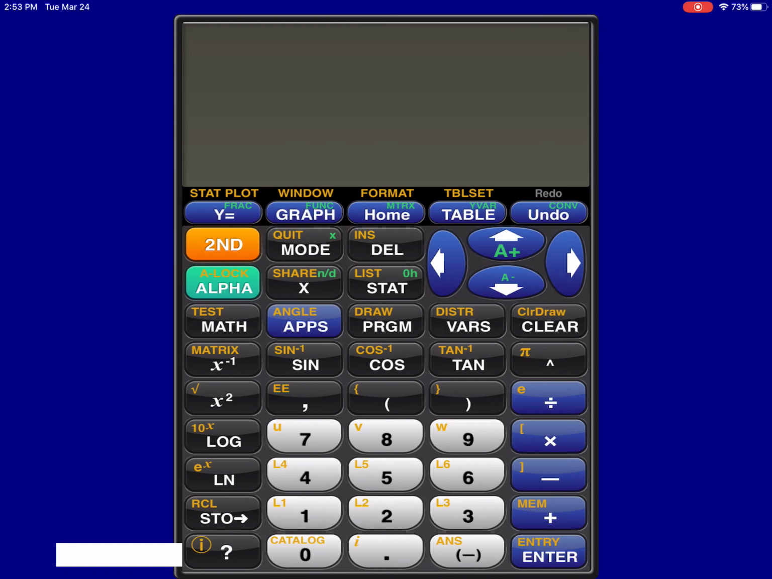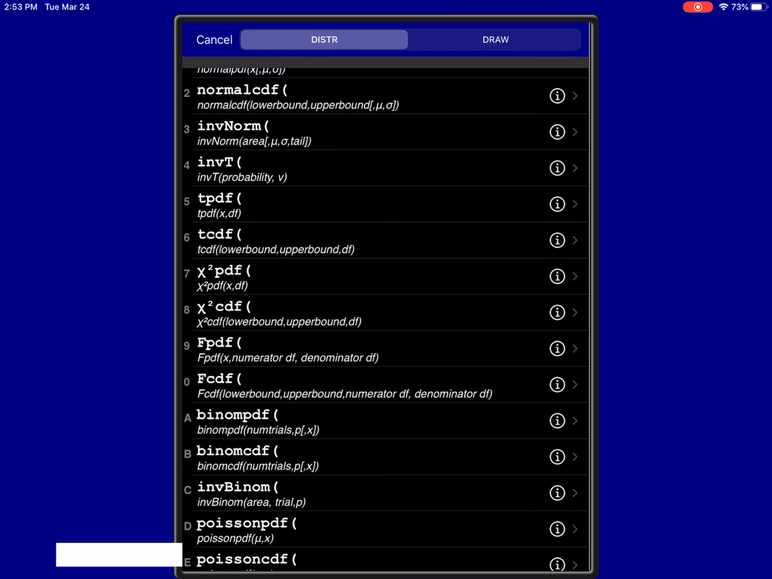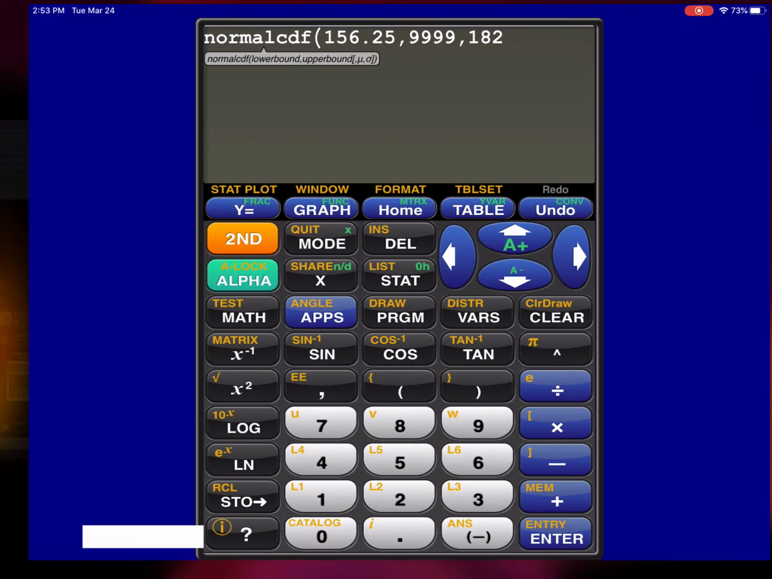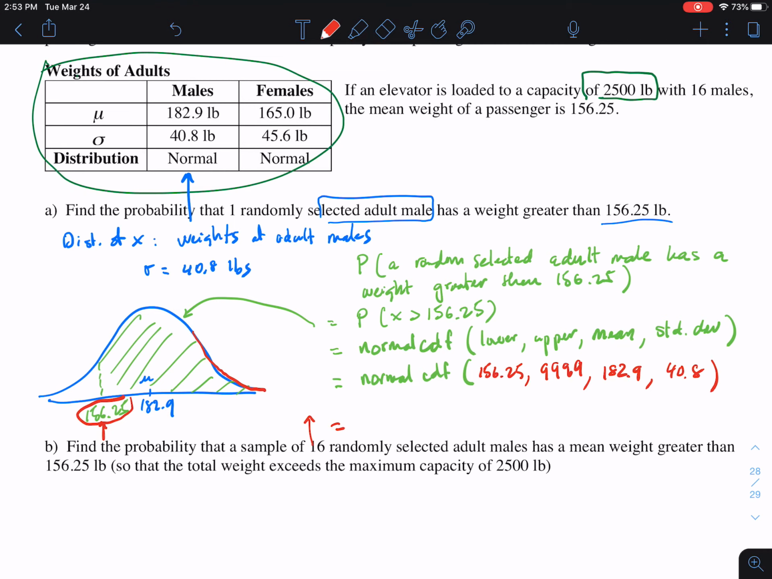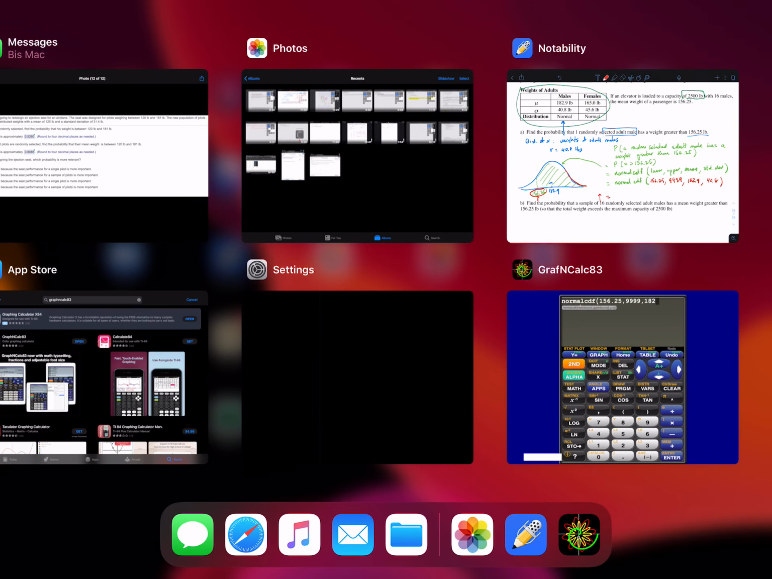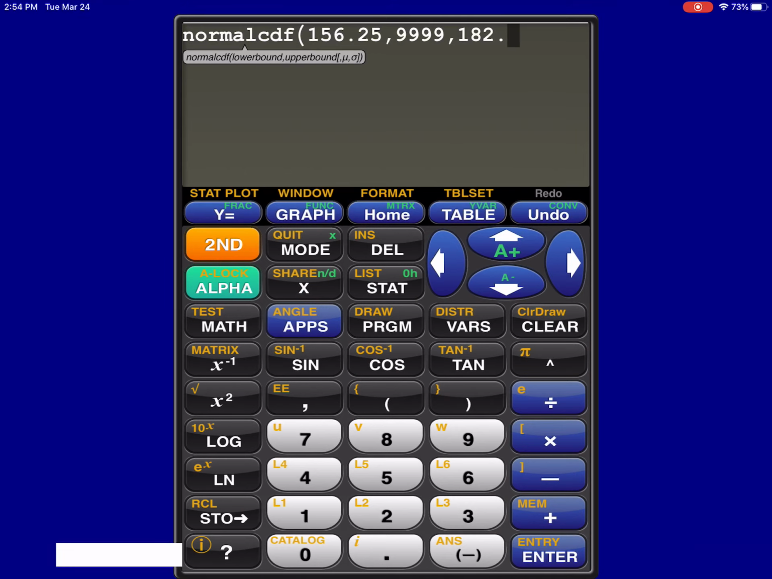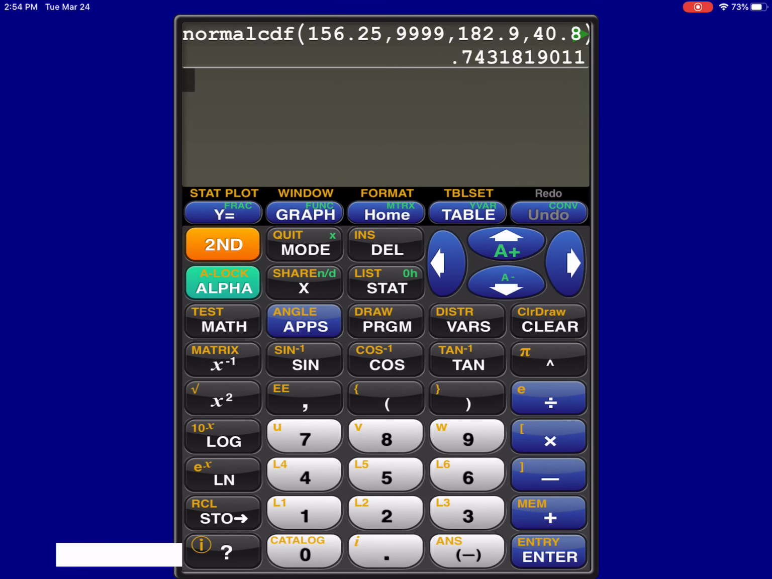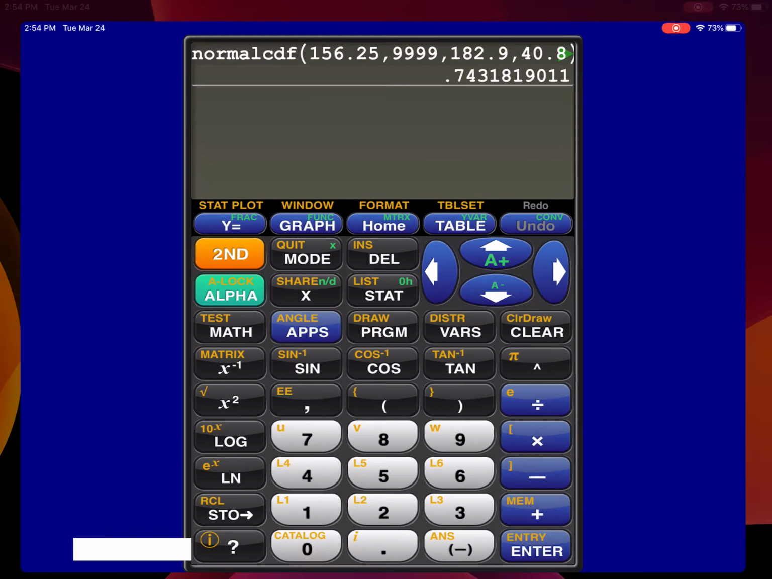It may not be similar to your calculator, but it has the normal CDF command. So I'm going to go to second, distribution. That will bring up all the distributions, and we'll do normal CDF. The lower bound was 156.25. The upper bound was 9,099, whatever that might be, where the graph crosses the x-axis. Comma, the mean is 182.9, and then the standard deviation is 40.8. Yep, 40.8. So that will give us 74%.